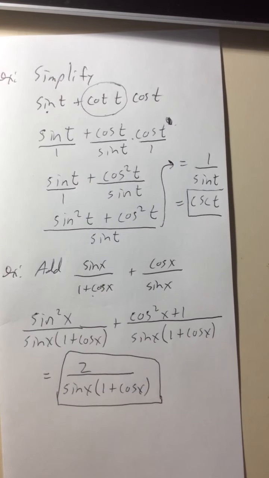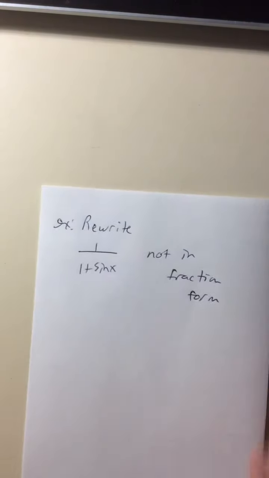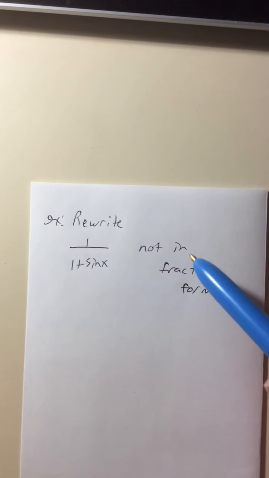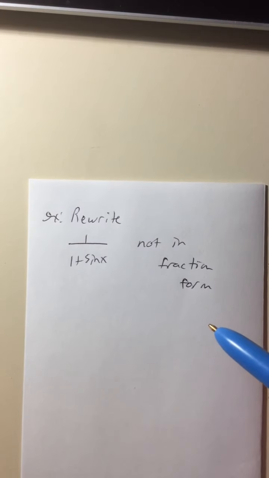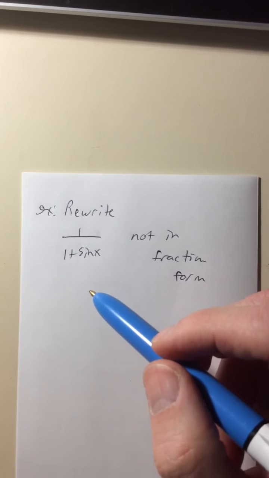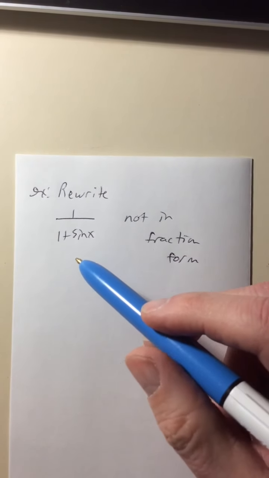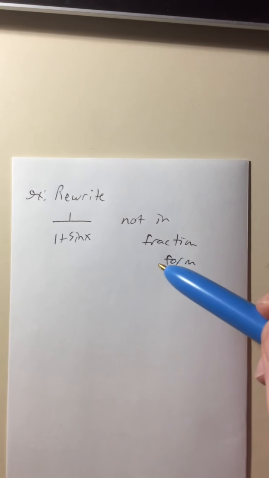Okay, last problem. So we want to rewrite this here in a form that does not involve any fractions. So there's definitely a little bit of trickery here. And what you need to remember is the whole concept of multiplying by the conjugate.